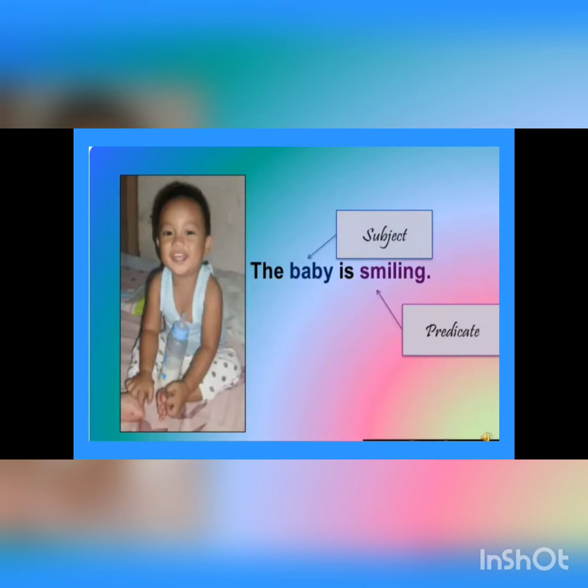Now, look at this example here. The baby is smiling. Now, here, baby is the subject, it's a noun. And what is said about baby? That he is smiling. So, subjects usually appear at the beginning of a sentence, though other variations are also possible.